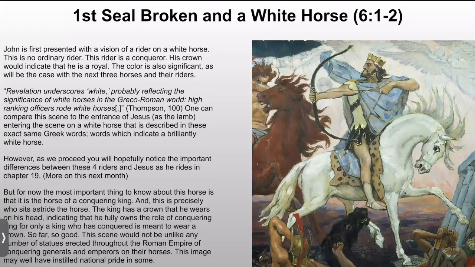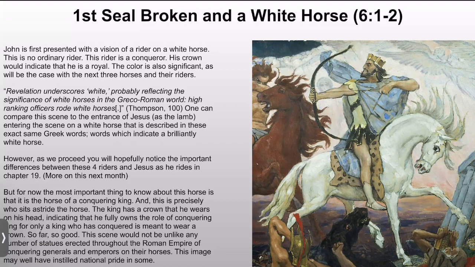John is first presented after the first seal has been opened by the Lamb, Jesus. The first vision is of a rider on a white horse. This is no ordinary rider. This rider is a conqueror. We know this because the crown would indicate that he is a conqueror and a royal. The color is also significant, as will be the case in the next 3 horses and their riders.